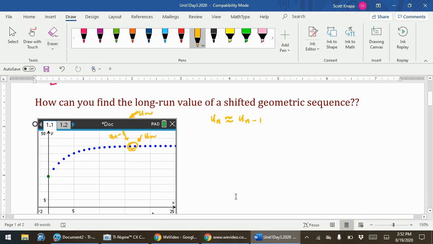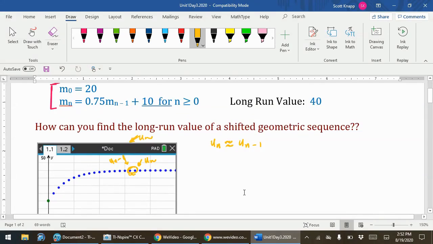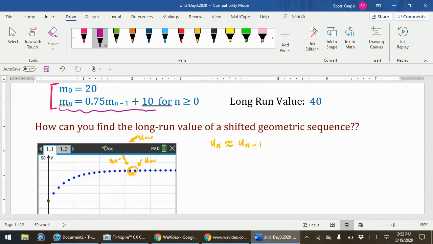Well, that's really helpful, because if we take a look at the recursive rule from the recursive formula and write that down, m sub n equals 0.75 m sub n minus 1 plus 10. And here my u is really my m. We're saying that in the long run, if this levels off, these two things are approximately equal.